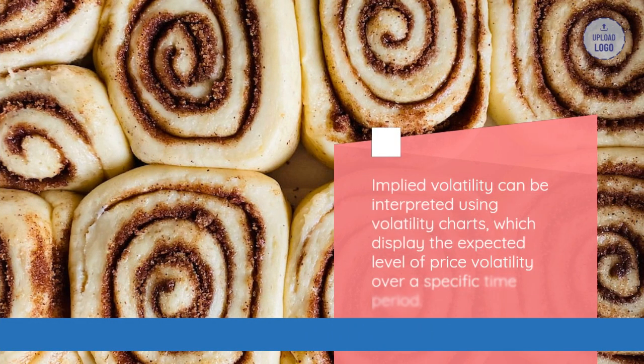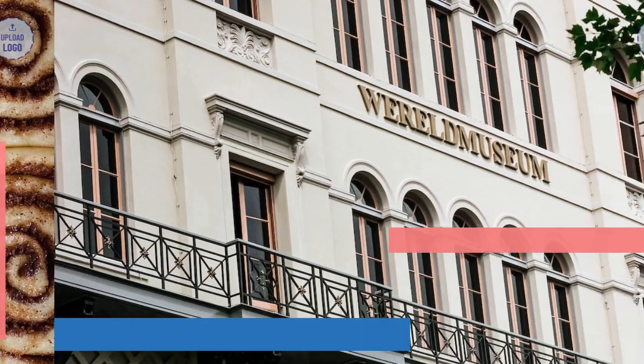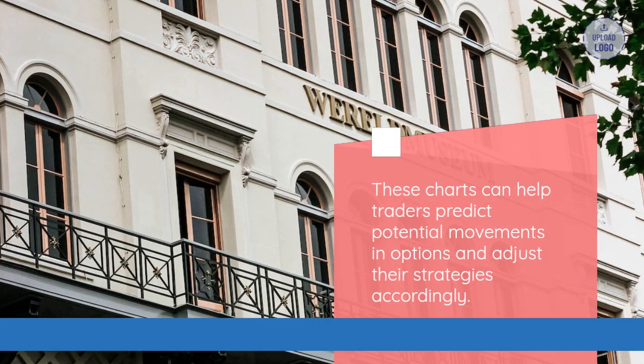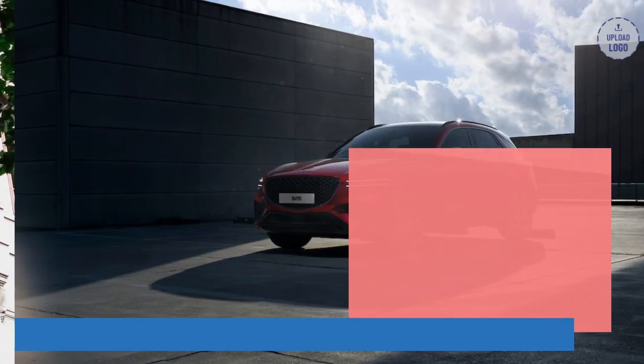Implied volatility can be interpreted using volatility charts, which display the expected level of price volatility over a specific time period. These charts can help traders predict potential movements in options and adjust their strategies accordingly.